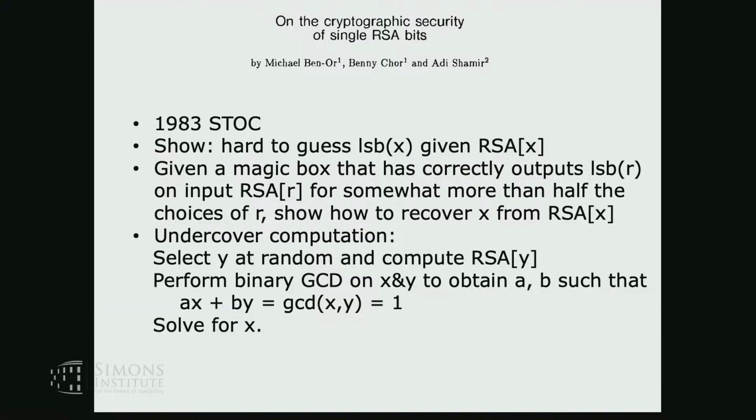So what was their paper? It said, just pick Y at random and compute RSA of Y, and then you perform some binary GCD on X and Y under the hood. If you do the GCD properly, you obtain numbers A and B such that AX plus BY equals the GCD of X and Y, which you expect to be 1. So now you know everything here, A, B, Y, and 1, and so you can compute X. Very simple outline.